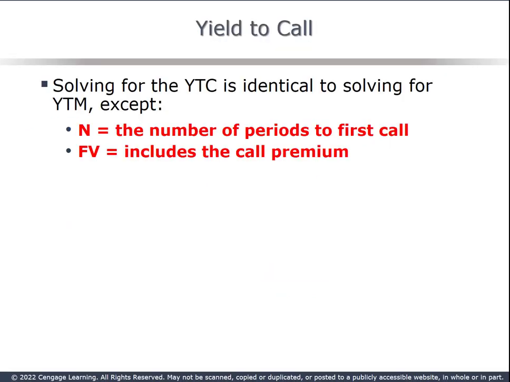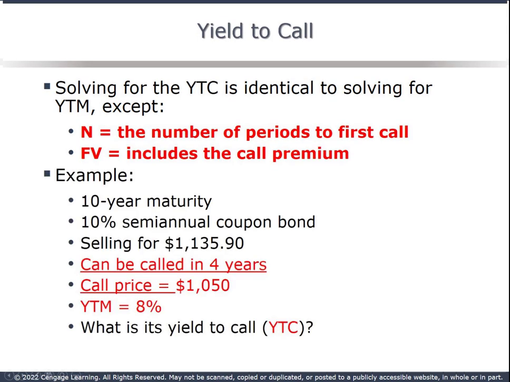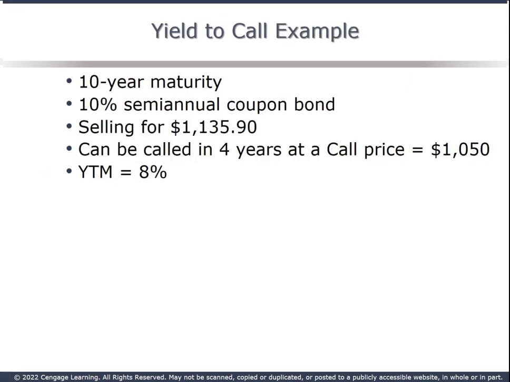Yield to call and yield to maturity are solved, as I said, in the same way, 2 changes. For yield to call, N is the number of periods to first call. Future value includes a call premium. Here's the example we're going to look at on the next slide. In our example, we have a 10-year, 10% semi-annual coupon bond selling for $1135.90. It can be called in 4 years for $1,050. Yield to maturity is 8%.